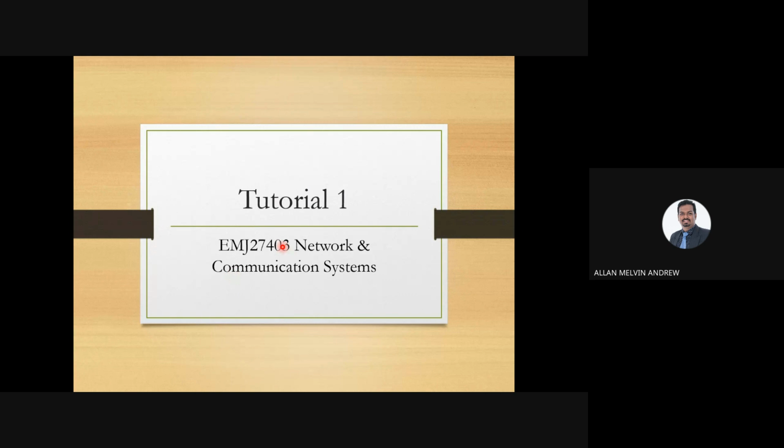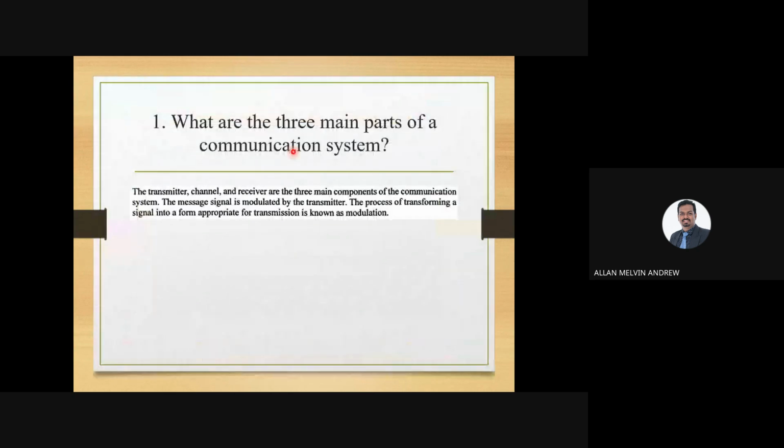Okay, so we enter tutorial 1. Tutorial 1 will cover a few questions from chapters 1, 2, and 3. Basic questions like this can be asked: What are the 3 main parts of a communication system? This is from chapter 1. A communication system consists of various parts, and it has 3 main parts. Main parts mean the parts must be there.